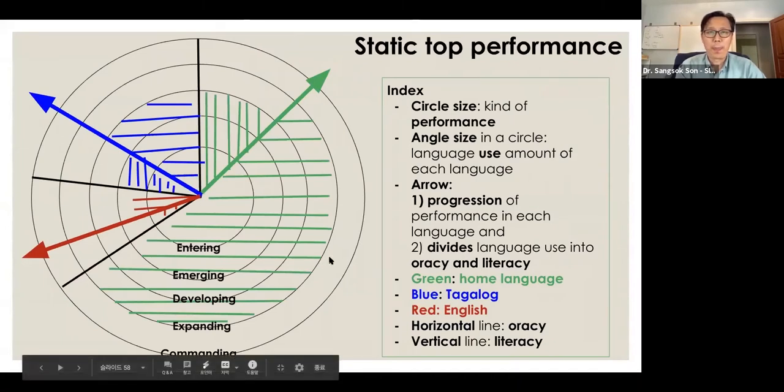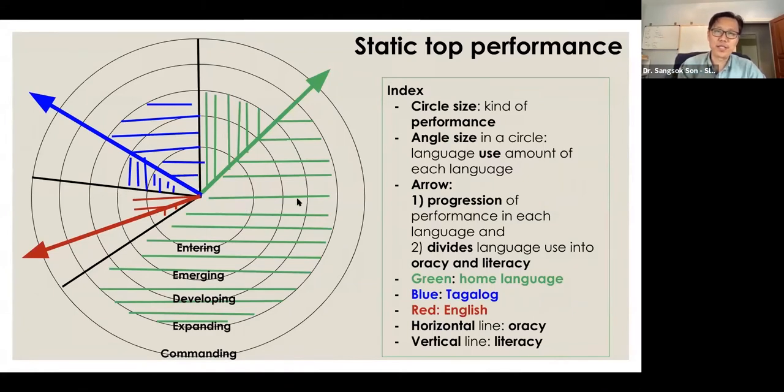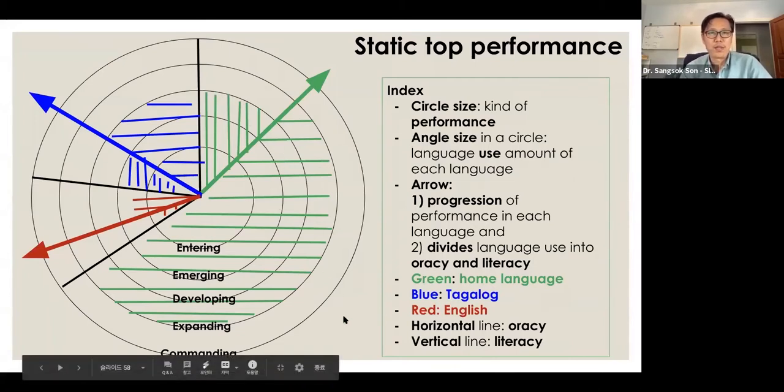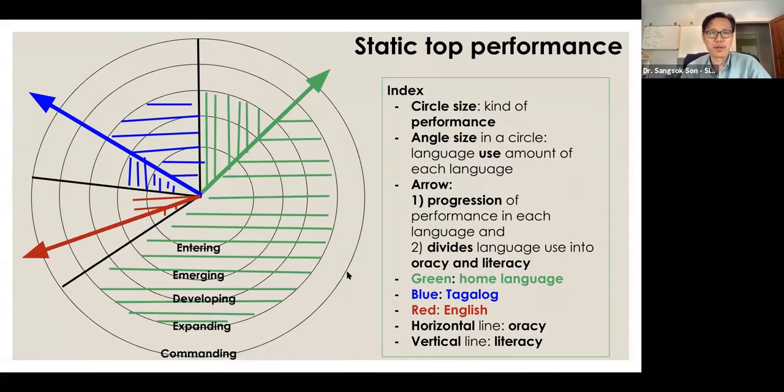About the performance level, the horizontal line represents oracy, listening and speaking, and the vertical line represents reading and writing. They write down, so vertical, and they talk with each other horizontally. So oracy is represented by horizontal lines, and literacy by the vertical line. This is one sample of grade 4, maybe grade 3, of some schools in the Philippines. Their home language oracy is almost at the expanding level, but their literacy is at a developing level.